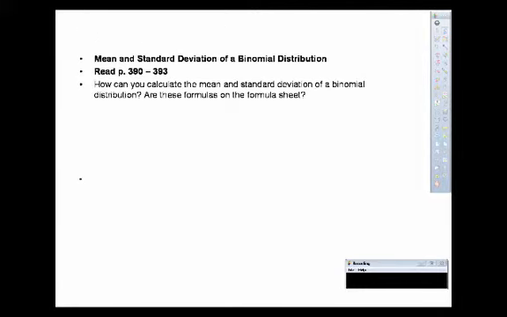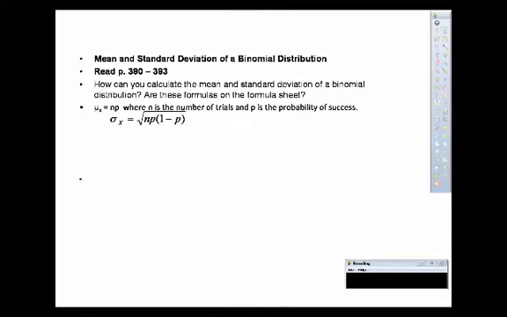All right. Okay, so we're going to talk about the mean and standard deviation of a binomial distribution. How can you calculate the mean and standard deviation of a binomial distribution? Well, the mean is n times p, where n is the number of trials and p is the probability of success. And to find the standard deviation, again, we take the square root, because remember we're talking about variance, so we take the square root of n times p times 1 minus p.